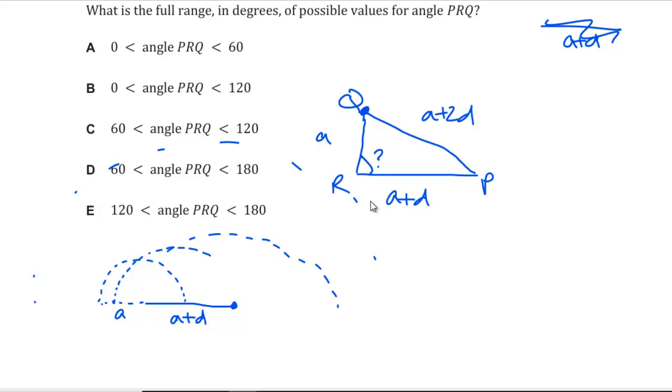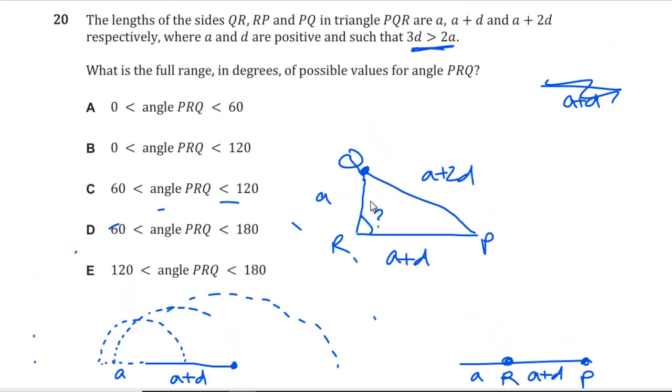Well, we could just have a straight line. That could certainly work, couldn't it? Because if we had R there, we had P there, so that would be A plus D. That would be A. And then what did we say about D? Does that work? Yeah, it does. 3D has to be greater than 2A. So we've got D is greater than 2/3 of A.